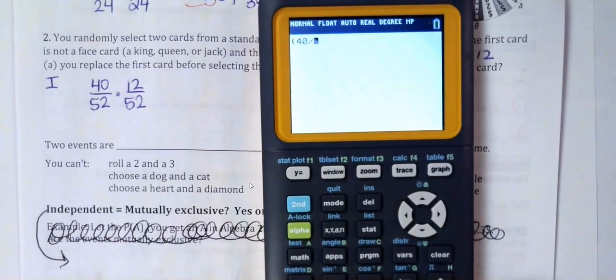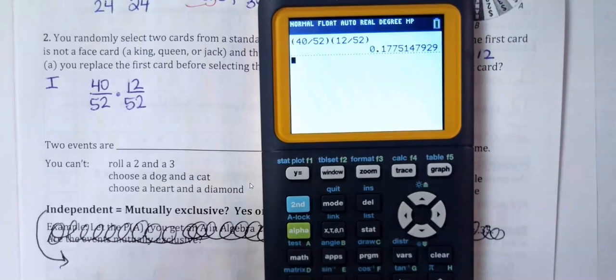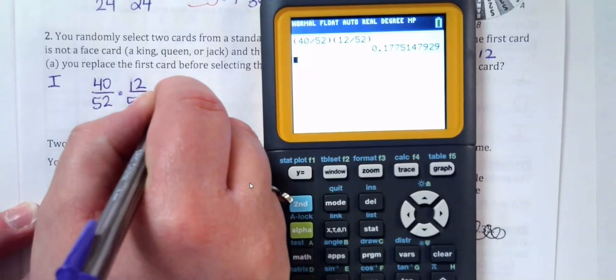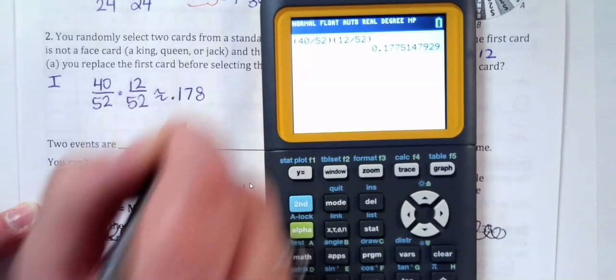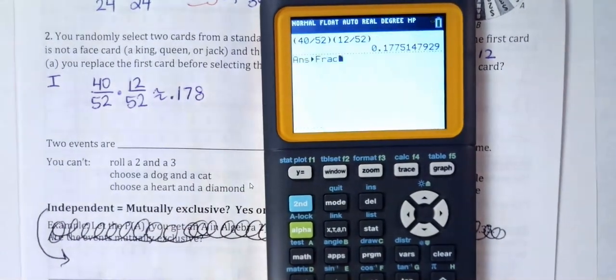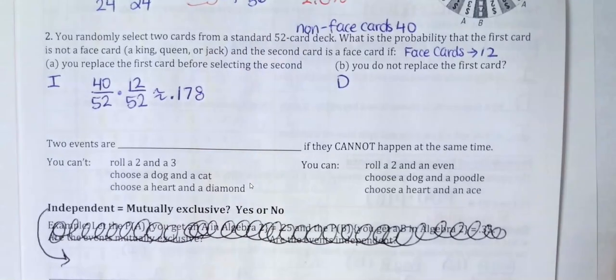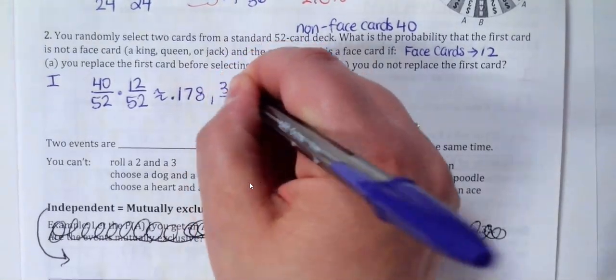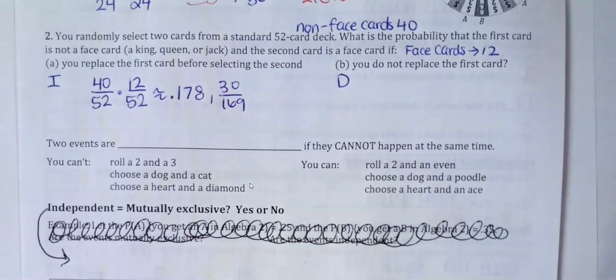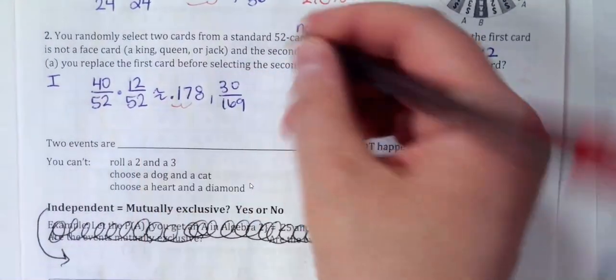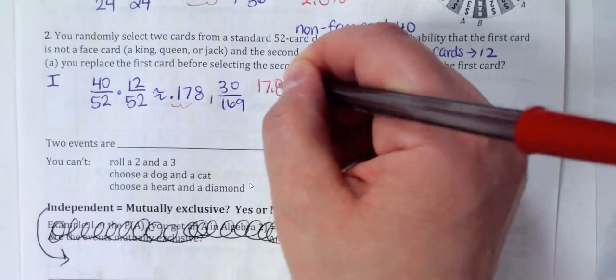All right, so I'm going to do 40 out of 52, multiply that by 12 out of 52. All right, so like 0.178, maybe if I go 3 decimal places. If you want to do fraction, math, enter, it's 30 over 169. And if you want to do percent, I'm going to scooch that decimal place over 2 spots, so it'd be 17.8%.